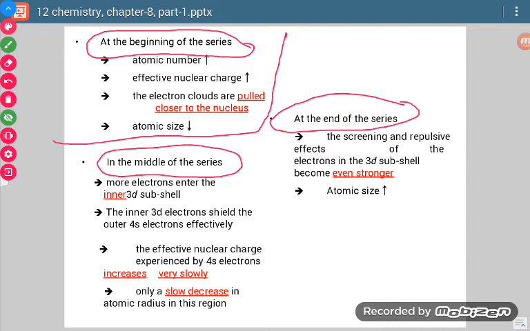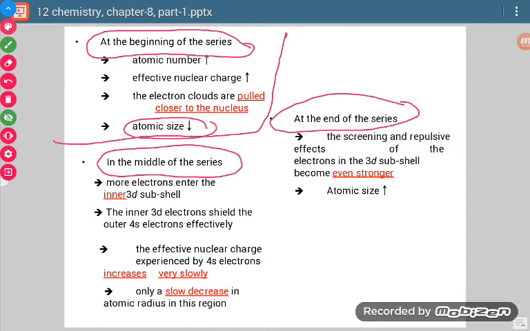In the beginning of the series, the atomic number increases, and the effective nuclear charge also increases. So the electron cloud is pulled closer to the nucleus because the effect of the added electron is less than the effect of the increased nuclear charge. So what is the result? The result is that atomic size decreases. So in the beginning of the series there is a decrease in size.